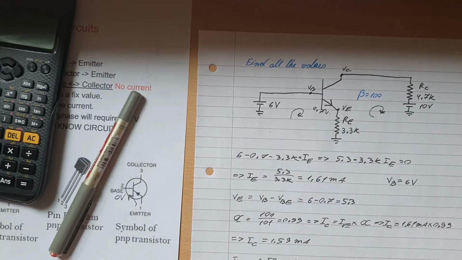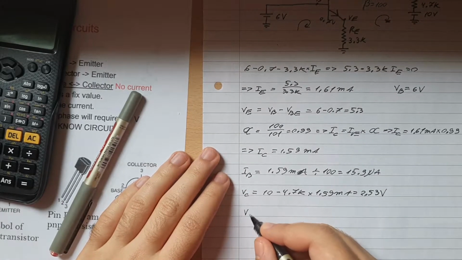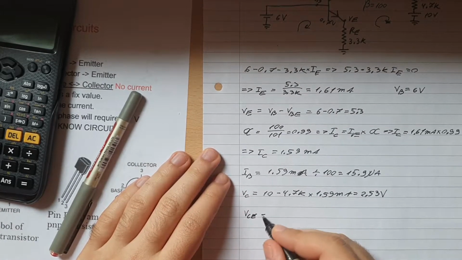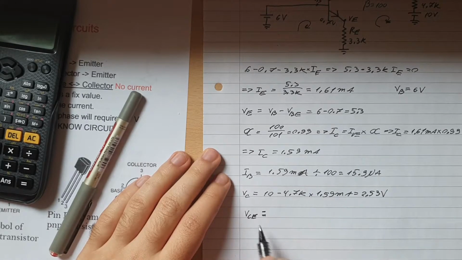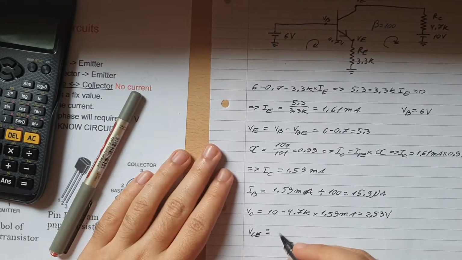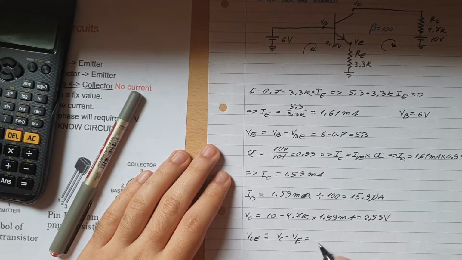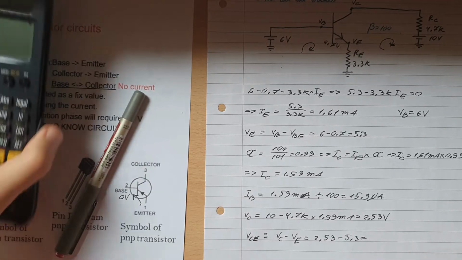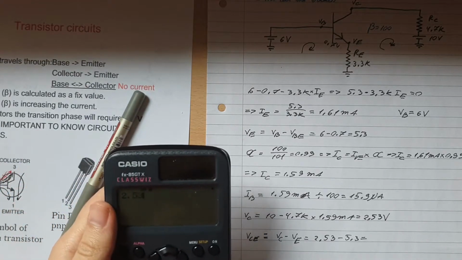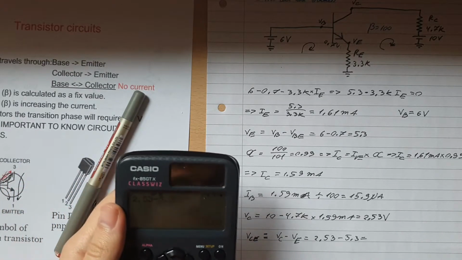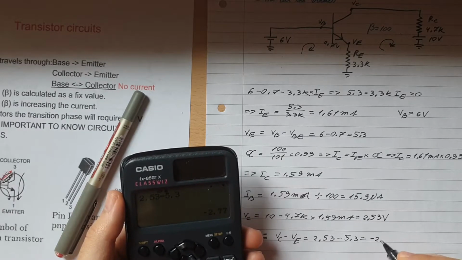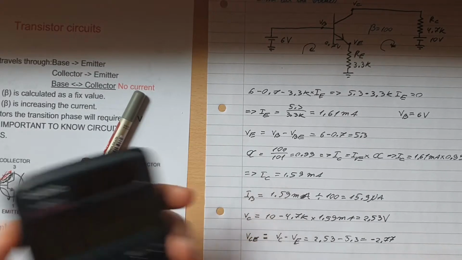Okay, let's try to calculate VCE. I can't believe it. This was supposed to be fast. It wasn't supposed to take so long. So VCE will be VC minus VE, and that will be equal with 2.53 minus 5.3. Maybe that was the mistake that I did. That will be equal with minus 2.77.